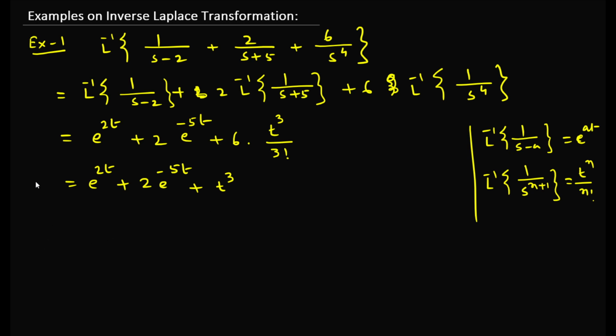Okay, so next let us take one more problem. So we see the first shifting property. In the first shifting property, what we see is L inverse of f of s minus a is equal to what? e to the power at f of t. Using this particular property, we will now do example number 2.